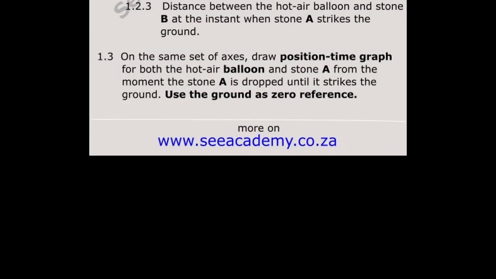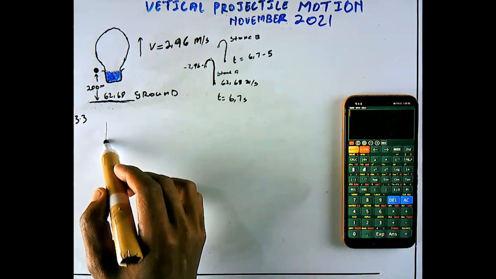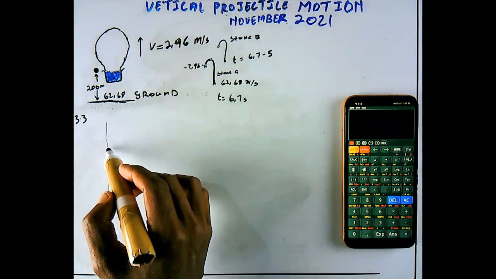Now we are on number 3.3. It says on the same set of axes, draw a position-time graph for both the hot air balloon and stone A from the time stone A is dropped until it strikes the ground. Use the ground as the zero reference. So here we are going to draw a graph. It's a distance-time graph.